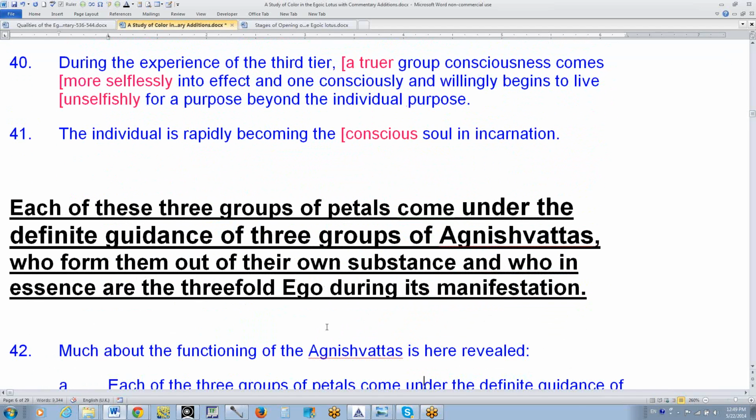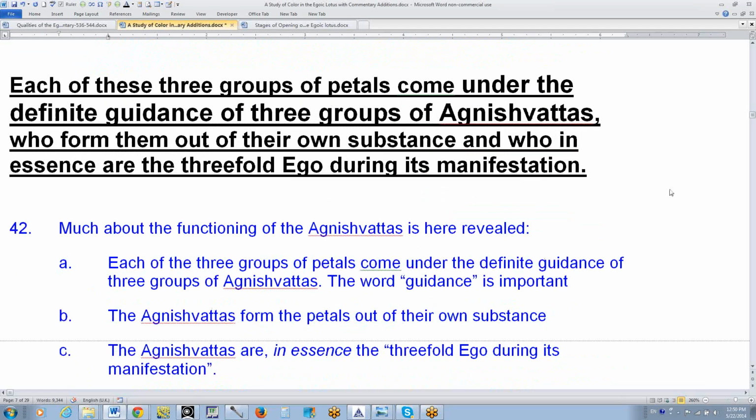Each of these groups of petals come under the definite guidance of three groups of Agnishvattas, three groups for each of the three petals, who form them out of their own substance, and who in essence are the threefold ego during its manifestation. The material of formation may be of a lower substance energy pertaining to the plane, but the substance energy of these Agnishvattas is the formative power of the lotus and works upon the lower substance energies to sort of geometrize them into the form of a lotus. Much of the functioning of the Agnishvattas is here revealed. So basically it looks like there are 9 groups.